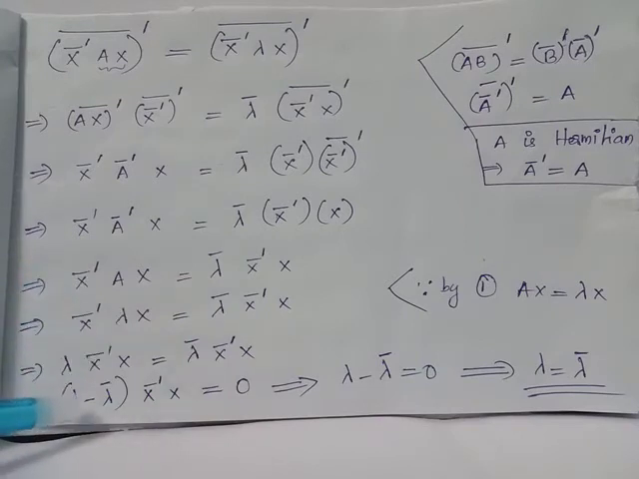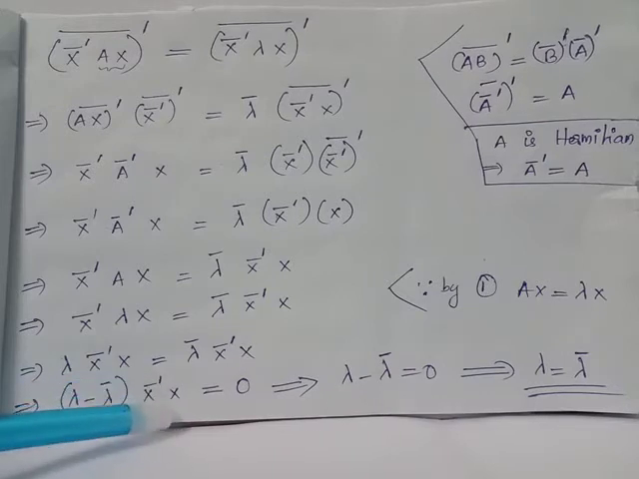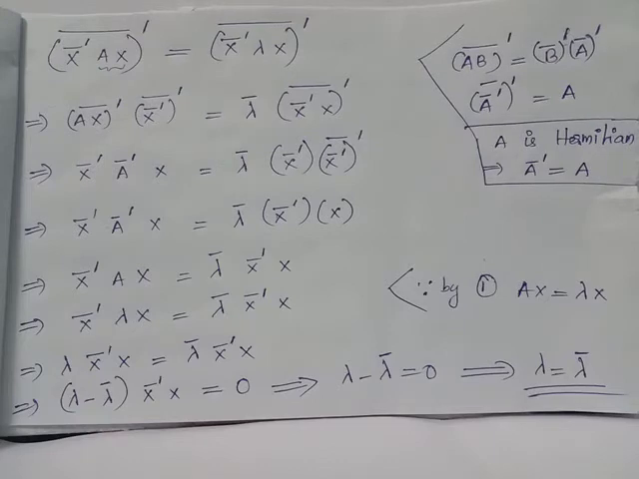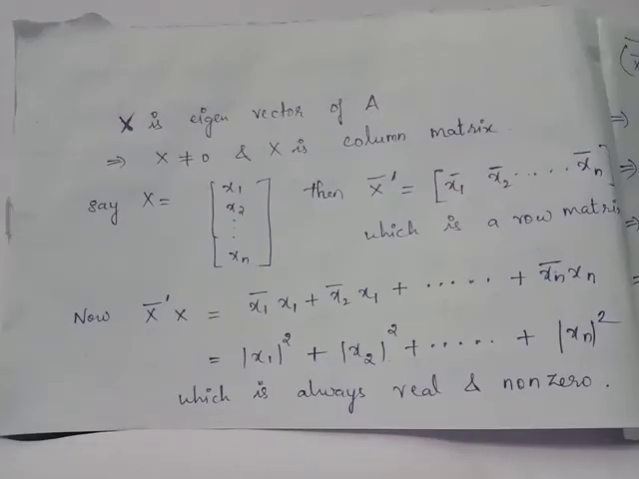Here the possibilities are lambda minus lambda bar equals 0 or x conjugate transpose into x equals 0. But x conjugate transpose into x is never equal to 0 because x is the eigenvector of Hermitian matrix A. Therefore x is always non-zero and x is a column matrix.